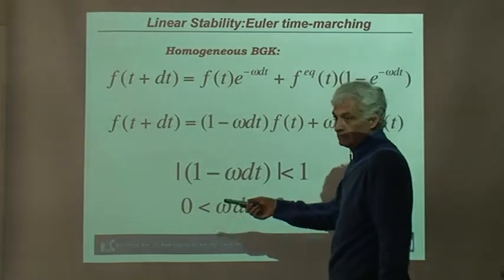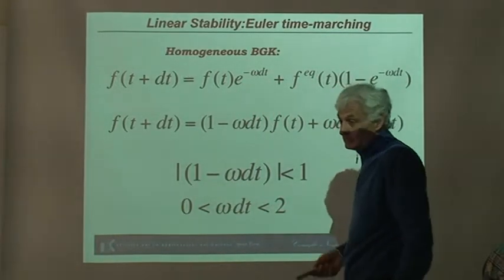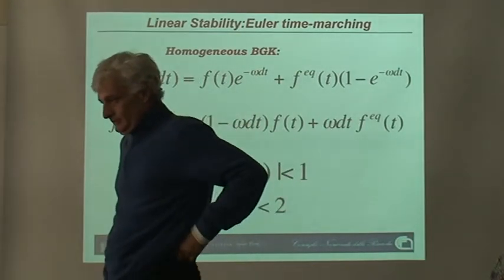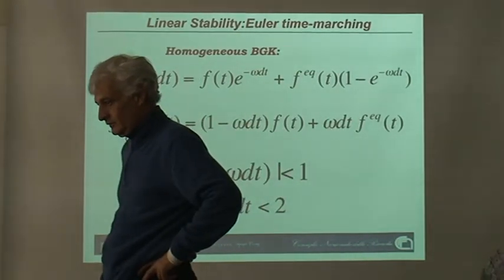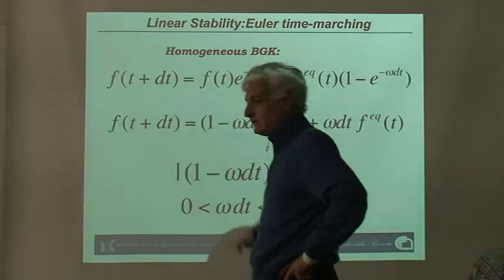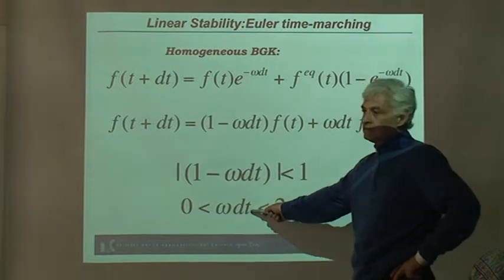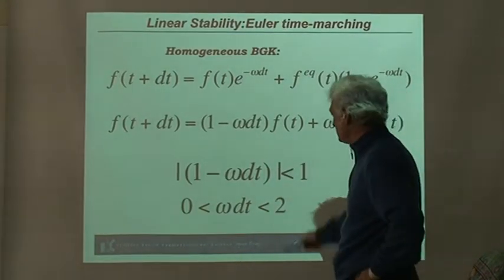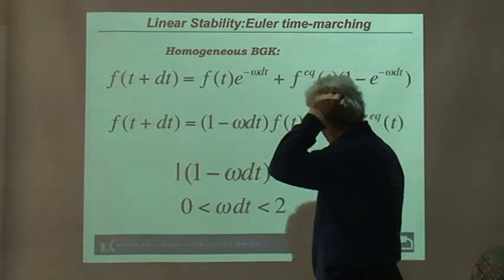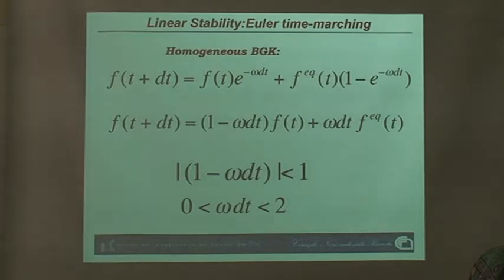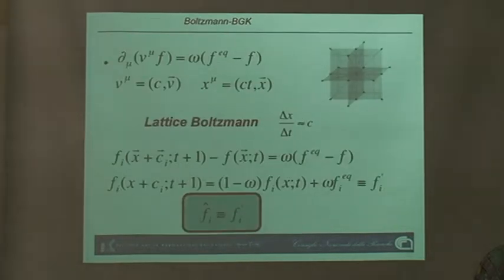I just wanted to say, if we keep the delta t as 1, then omega should always be between 0 and 2. Yeah, that's what this would be. In fact, with the Lattice Boltzmann, delta t is 1 by definition, so omega is between 0 and 2. So that's plain Euler integration. Now, there is a very direct connection between this and the stability of the scheme.